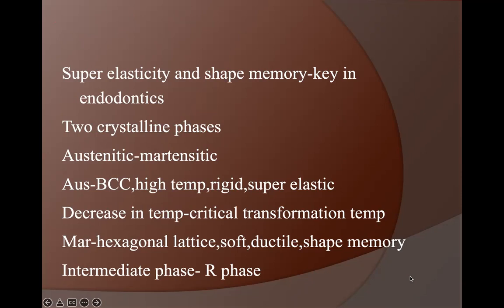And when we decrease the temperature, which is called the critical transformation temperature, it will turn to martensitic phase, which is hexagonal lattice, and the properties change from rigid to soft. It is more ductile, it exhibits more shape memory. And there is an intermediate phase in between austenitic and martensitic, which is called R phase.